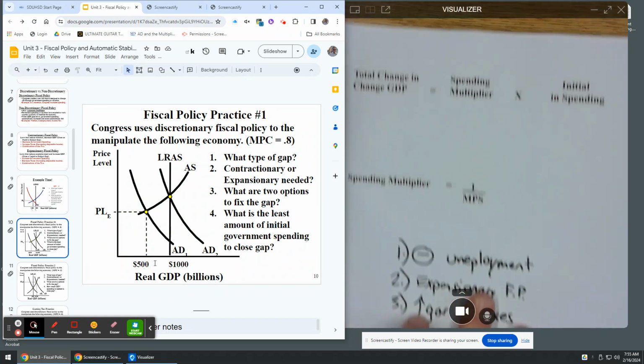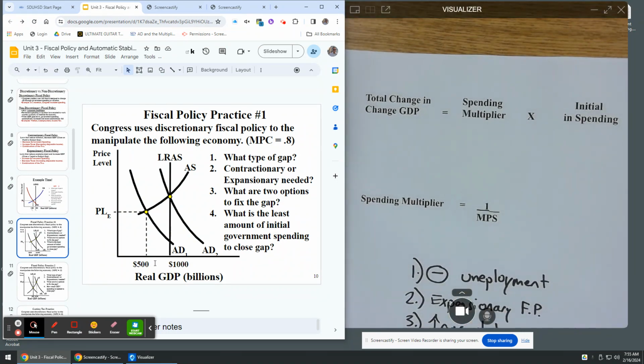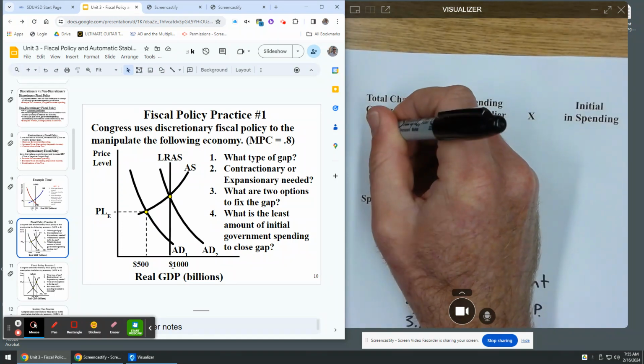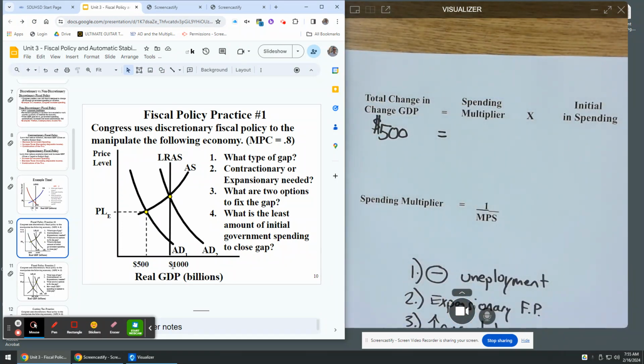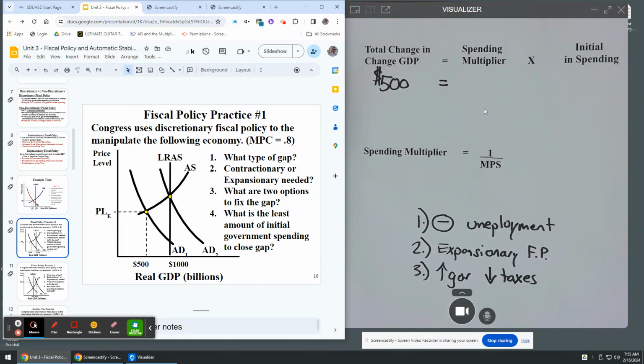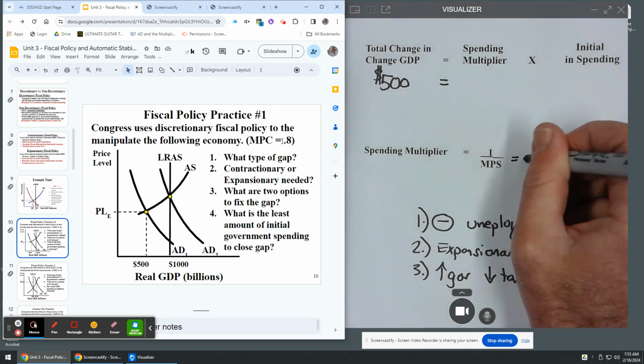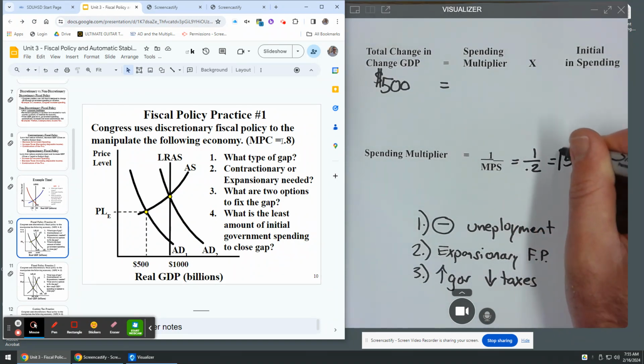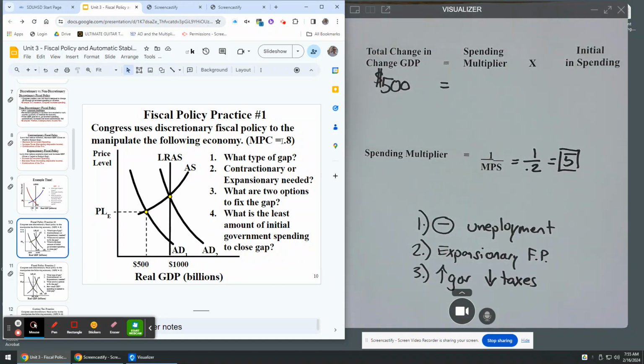All right, so I bring down my equation. What's my total change in GDP I need to address? 500 billion. I'm going to have to solve for a spending multiplier because we're talking about spending here. So my spending multiplier is going to be 1 over MPS. Given an MPC of 0.8, my MPS would be 0.2. So in this case, my simple spending multiplier will be 5.